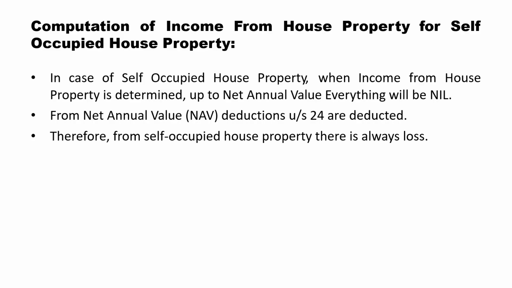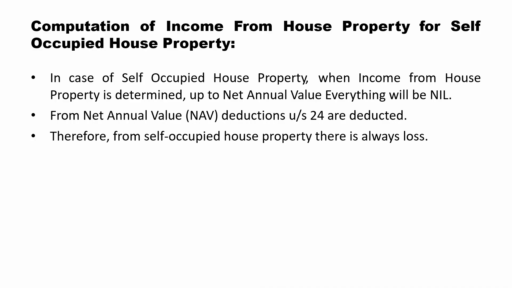And from this nil amount, from this zero amount, you have to deduct the deductions under section 24. Your net annual value is nil. Then under section 24 deduction, standard deduction is also nil. And whatever loan interest is paid, that you have to deduct from the zero, right? From the nil amount. Therefore, you will get a negative figure from the self-occupied house property, and that is called the loss from house property. You will get the negative figure there because you are deducting the deduction from zero. Therefore, there is always a loss from house property in case of self-occupied house property.